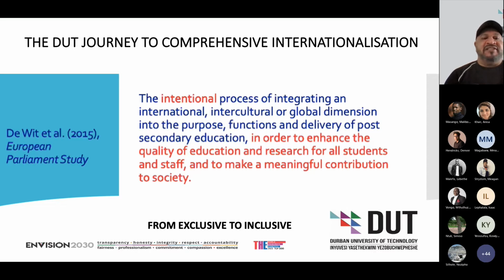I'm going to start with this quote from Hans de Wit on internationalization. I'm not going to read it out in its entirety, but pick out some words, and the words in red are really what matter. The intentional process of integrating international dimensions into the purpose, function, and delivery of post-school education. It's the second bit that really lifts it from the old Jane Knight definition that we all worked with. Jane Knight was one of the first people to define modern aspects of internationalization.